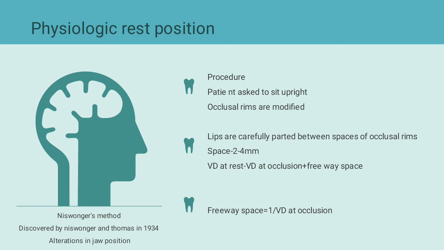The procedure is: the patient is first asked to sit upright and the occlusal rims are modified. Then the lips are carefully parted between the spaces of the occlusal rims. The space should always be 2 to 4 mm. Here the formula used is: vertical dimension at rest is equal to vertical dimension at occlusion plus freeway space. Freeway space is always inversely proportional to the vertical dimension at occlusion.